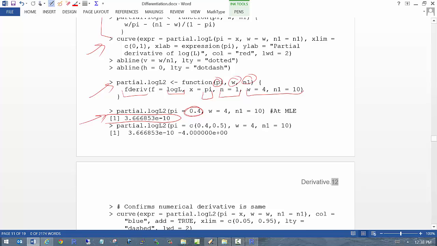I can also evaluate the function at multiple values at the same time, so 0.4 and 0.5, so we get about 0 again, and then we get -4 when we are no longer at the maximum likelihood estimate.